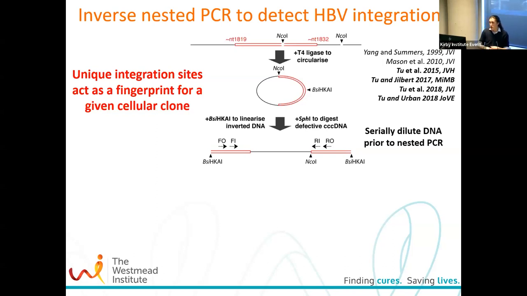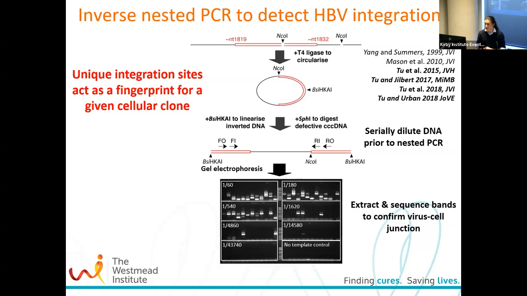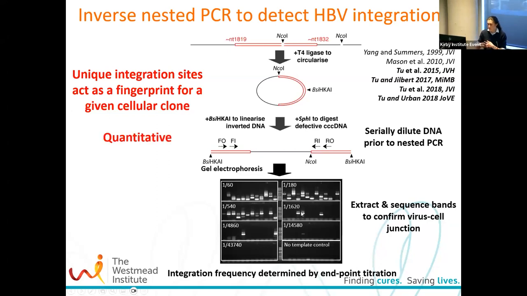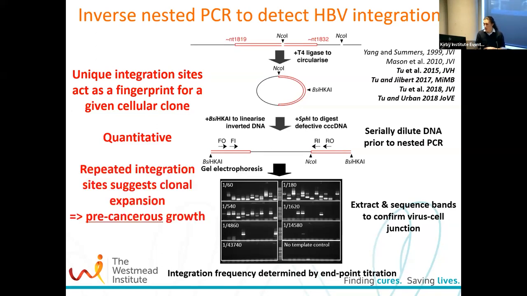We can even quantify it by using a serial titration prior to the nested PCR. So basically we titrate it out and from there we know how often integration occurs. We can get a frequency. And when we cut these bands out and sequence them, we can figure out whether there are repeated virus-cell junctions. So that represents a hepatocyte that has undergone mitosis several times. And so you get clonal expansion. And this is a way to look at that precancerous growth that occurs, because we know that any driver mutation will drive clonal expansion.